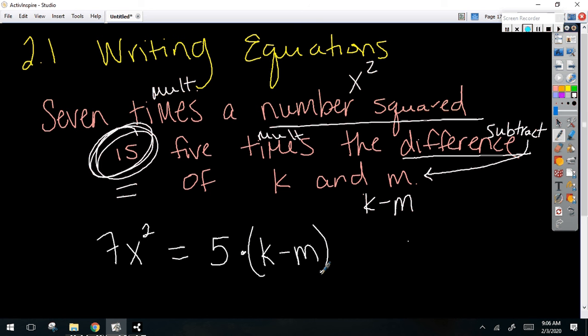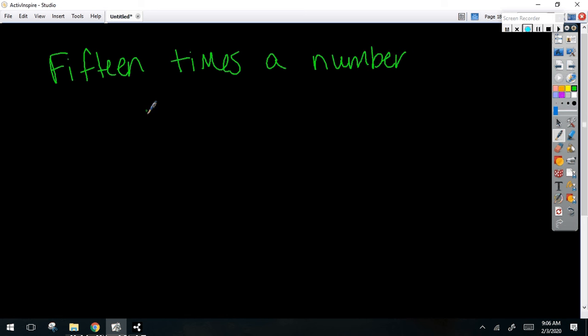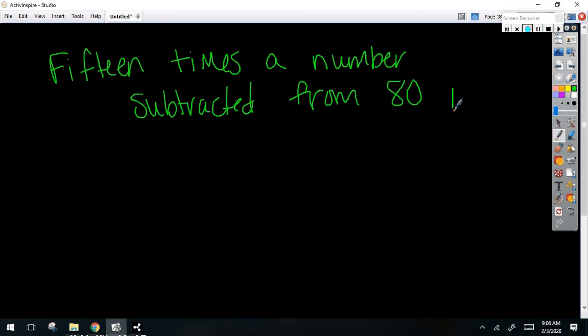All right, let's do another one. Let's do 15 times a number subtracted from 80 is 25. I'll give you a second to copy it. But let's look at what we know here. 15 is obvious, that's 15, right?